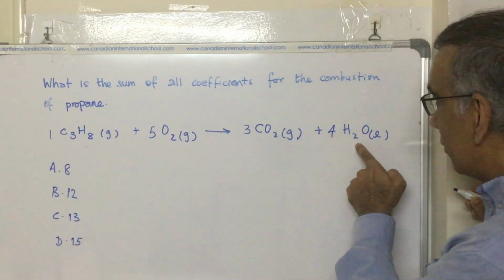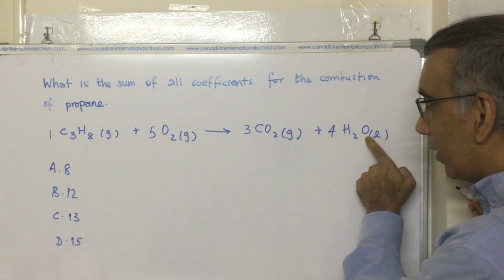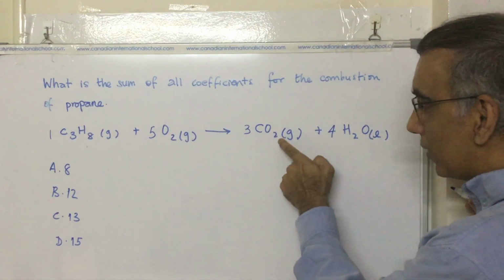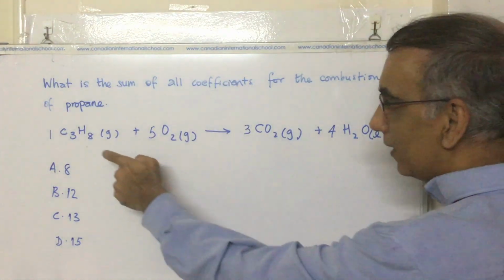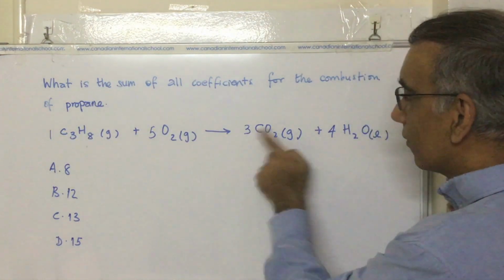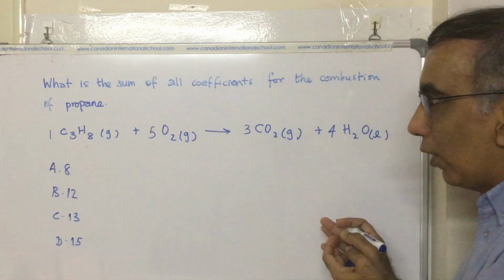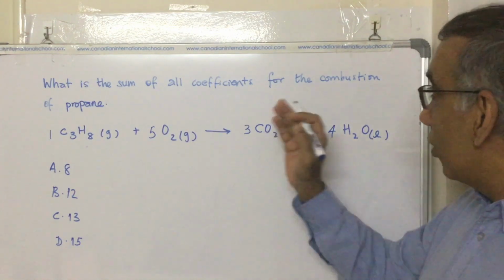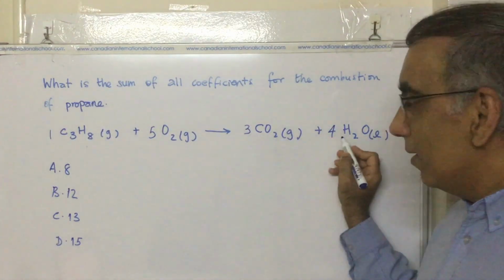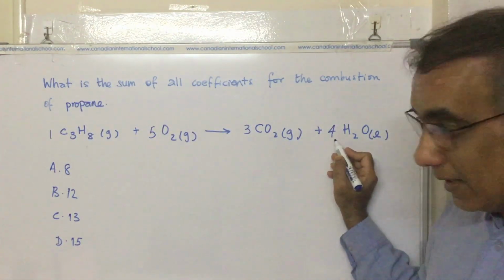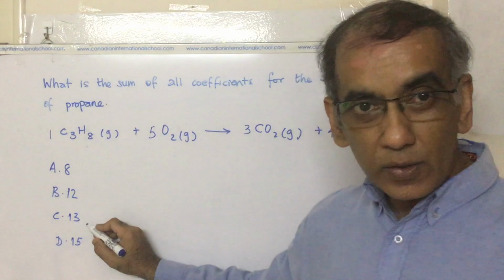4 multiplied by 2, that's 8. 4 multiplied by 1, that's 4. 3 multiplied by 2, that's 6. 6 plus 4, 10. 5 times 2, 10. 3 carbons, 3 carbons. So this equation's all balanced. The sum of the coefficients, 1 plus 5 is 6, plus 3 is 9, plus 4, 13. And you arrive at the answer for this question, C.